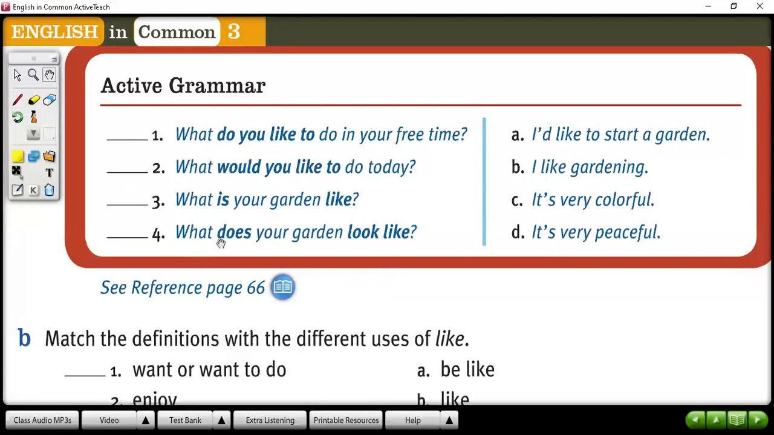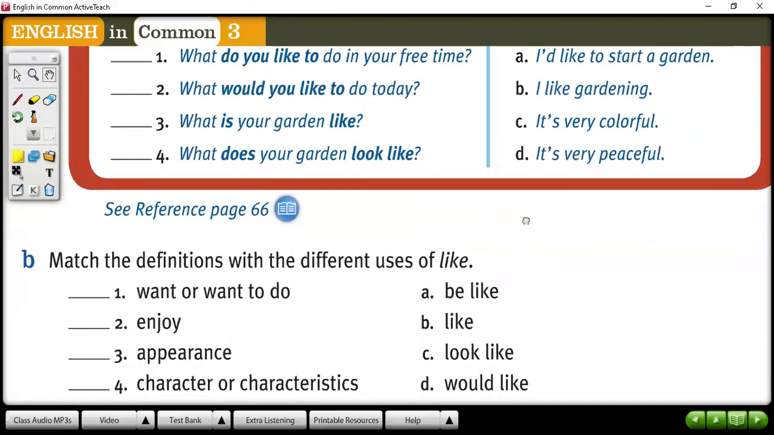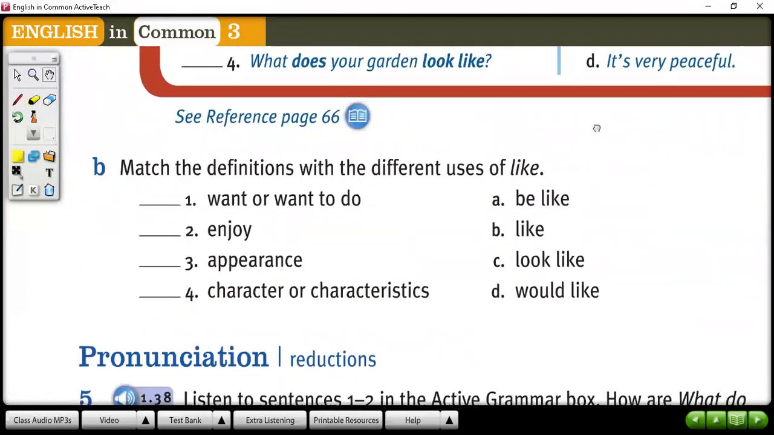And finally, what does your garden look like? In that case, we want to know the appearance. What does your garden look like? It is very colorful. So in that way, we learned.